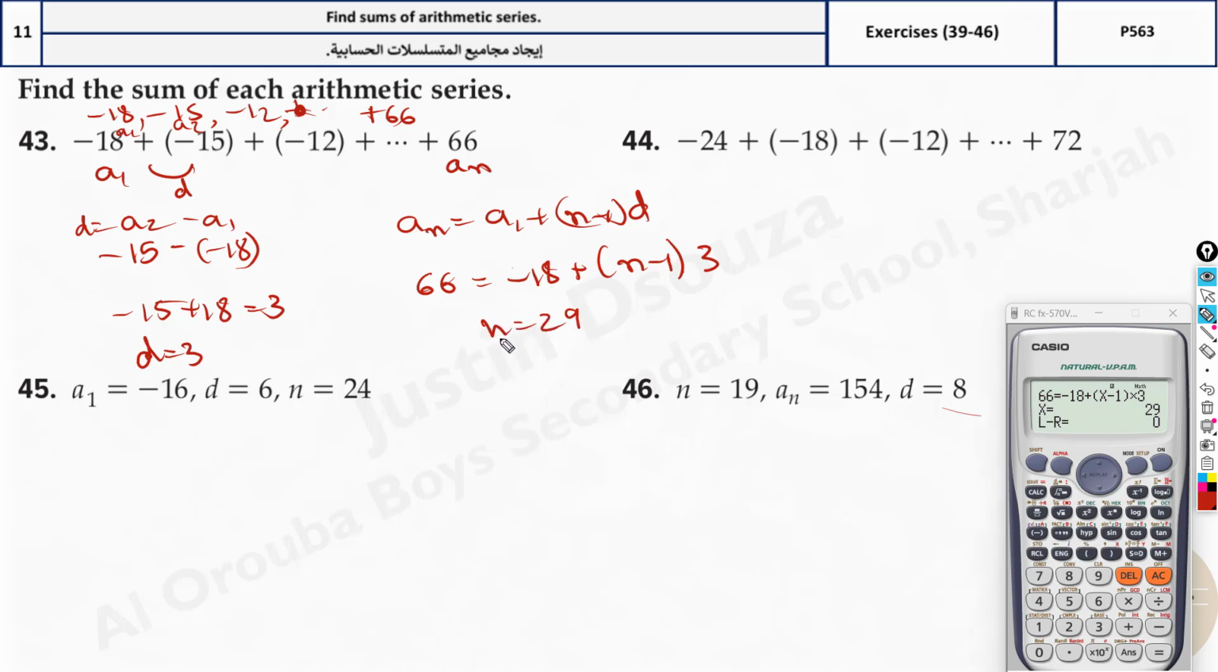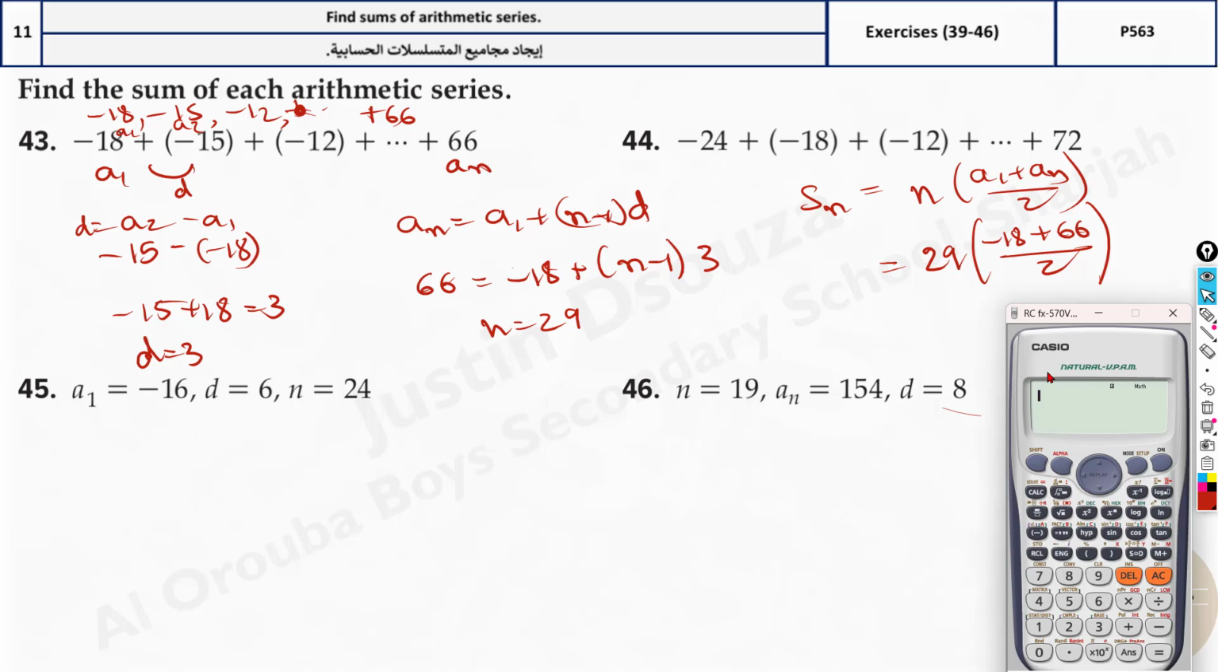Now then, can you use the sum formula? Yes, you can use the Sn is equal to n into a1 plus an by 2. Substitute over here. 29 times the first term is minus 18 plus last term is 66 divided by 2. You will get the answer. I have written the second part first, that's fine. Minus 18 plus 66 divided by 2 multiplied with n, that is 29. So the answer is 696, and that's how we solve it.